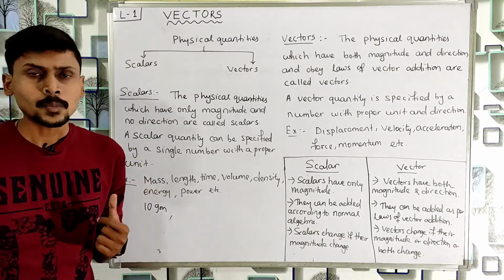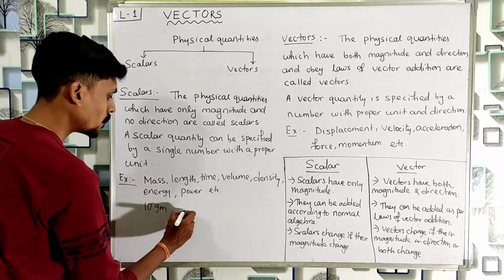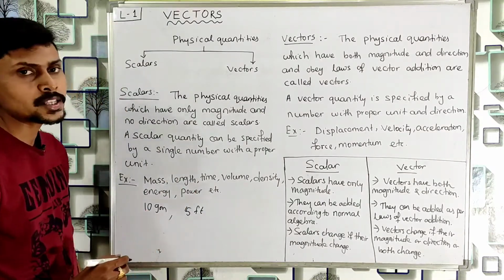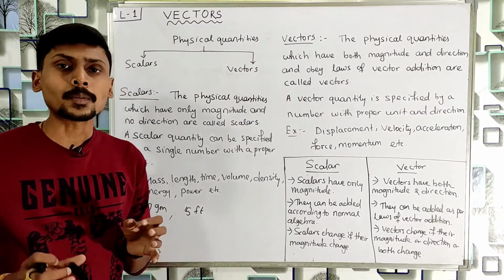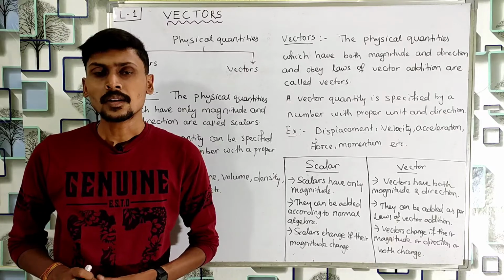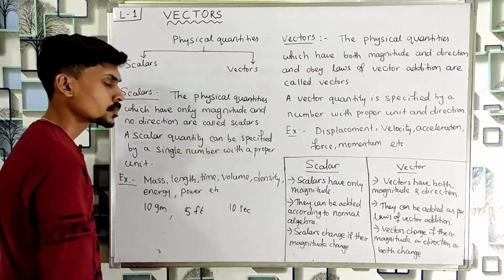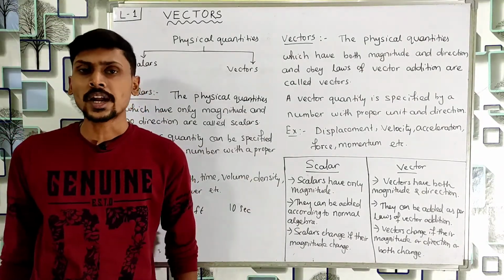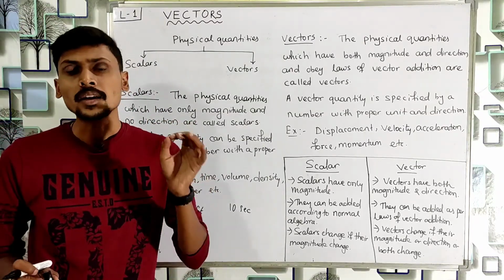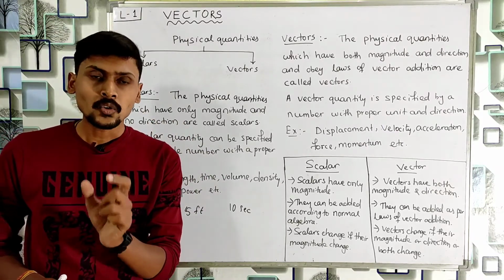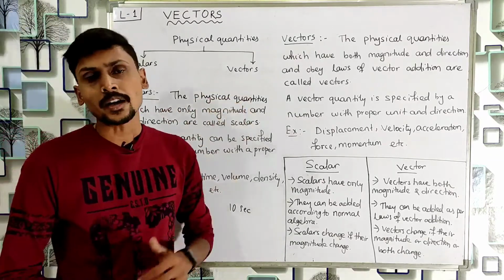Similarly, length. Suppose I ask you what is the length of this board. Suppose the length of the board is 5 feet. Then 5 is the number and feet is the proper unit to measure length. Similarly, suppose a time interval is 10 seconds. Second is the proper unit to measure time and 10 is the number. So all the scalar quantities can be specified by a number with a proper unit. Is that clear?